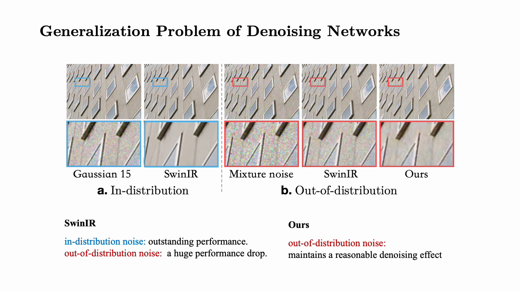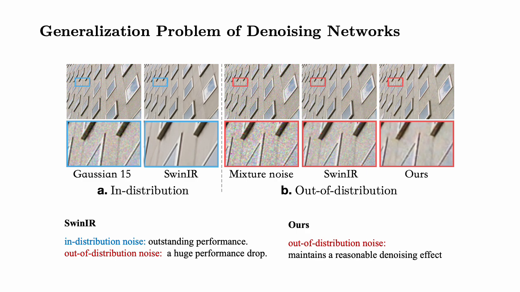We illustrate the generalization problem of denoising networks here. We train a SwinIR model on Gaussian noise with sigma equals 15. When tested on the same noise, SwinIR demonstrates outstanding performance. However, when it comes to out-of-distribution noise, for example, a mixture of various noise, SwinIR suffers from a huge performance drop. The model trained by the proposed masked training method maintains a reasonable denoising effect, although it is also trained on Gaussian noise.